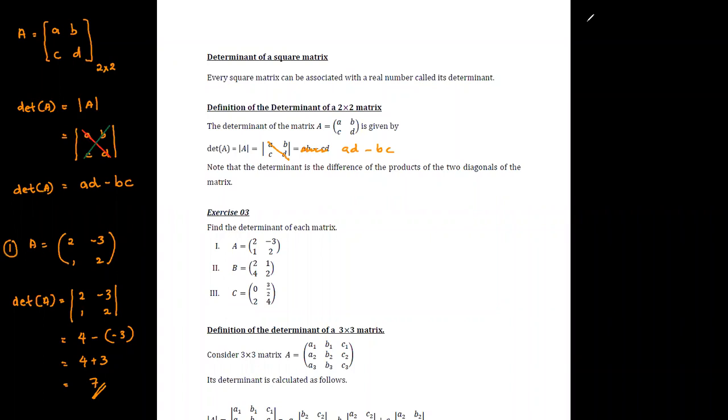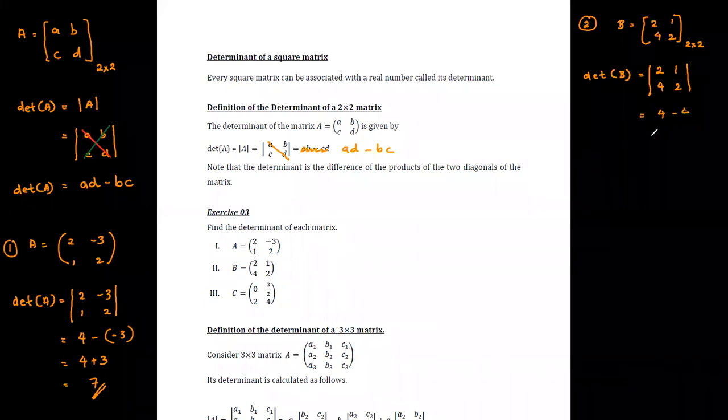If I take the second exercise, matrix B is given as 2, 1, 4 and 2. Again a 2 by 2 matrix. Now if you are asked to obtain the determinant for matrix B, first you write down the elements inside the notation: 2, 1, 4 and 2. Then this equals 2 times 2, which is 4, minus 4 times 1, which is 4. This equals 0.